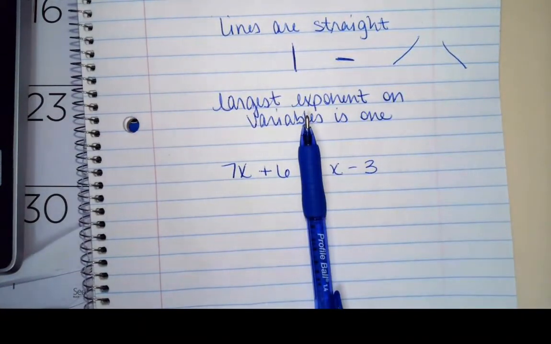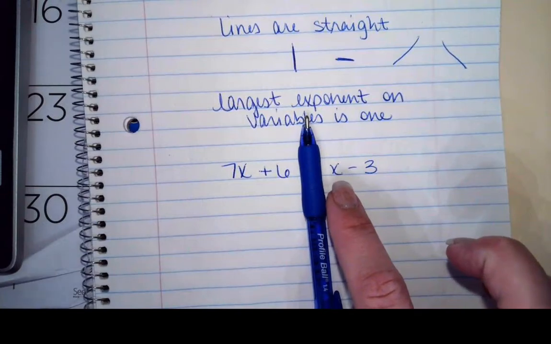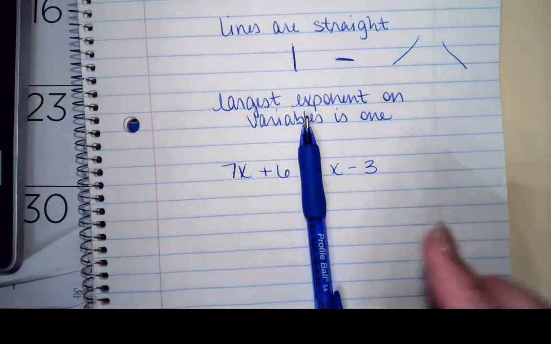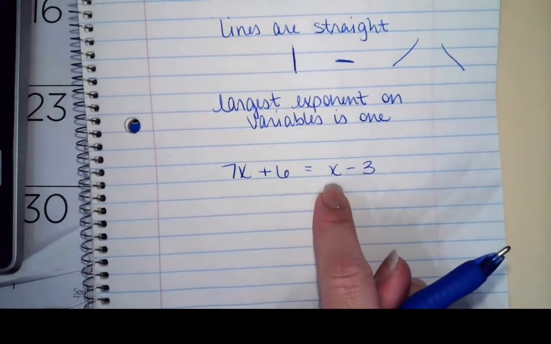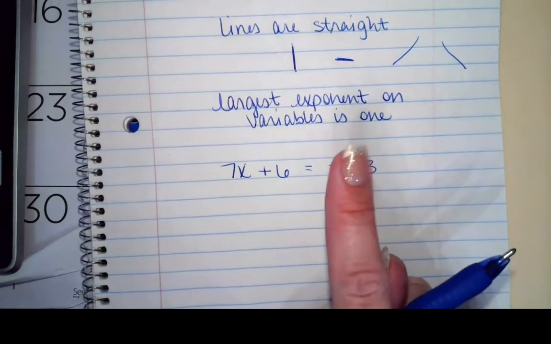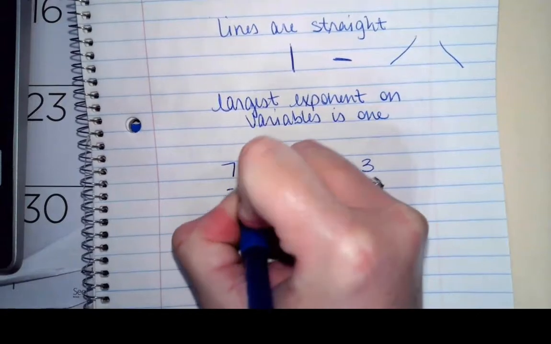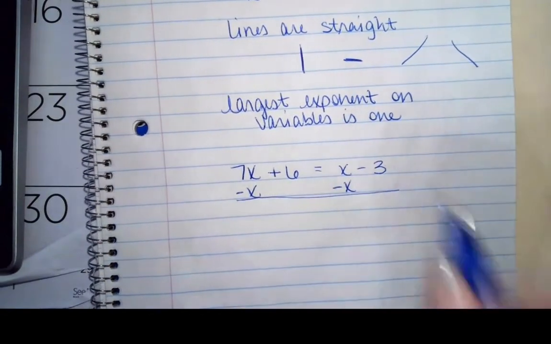So here's our strategy. We're going to move the smaller quantity of x's. So I've got 7 x's here, and I've got 1 x here. So what's the smaller quantity? The smaller quantity is 1. So the way I'm going to move it is I'm going to change its sign. So right now this is a positive x. I'm going to subtract x, and I can do it as long as I do it to both sides.